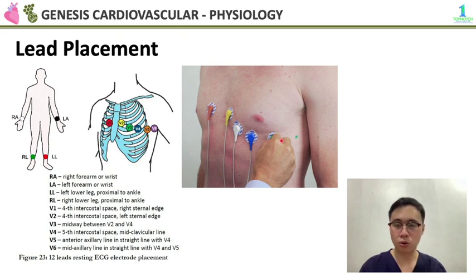Okay? So, ulit, very, very quickly, you have V1, right fourth intercostal space parasternal. V2, fourth intercostal space left parasternal. V4 is below the nipple. V3 is midway V2 and V4. V5 is anterior axillary. V6 is mid-axillary. Okay? So, tandaan na yan.